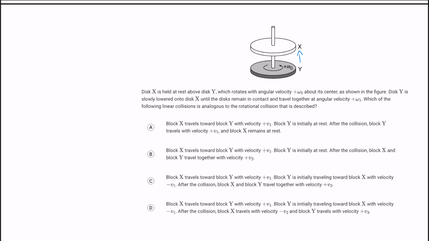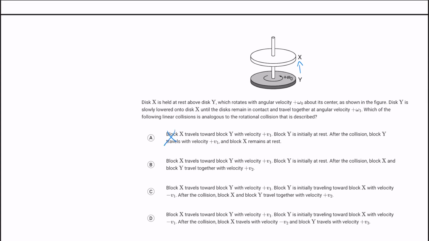All right, so block X travels towards block Y with velocity v1. Block Y is initially at rest. After the collision, block Y travels with velocity v1, and block X remains at rest. Okay, so A is not quite it, because in our situation here, they stick together and move together. In this one, they separate, and the velocity is not changed.